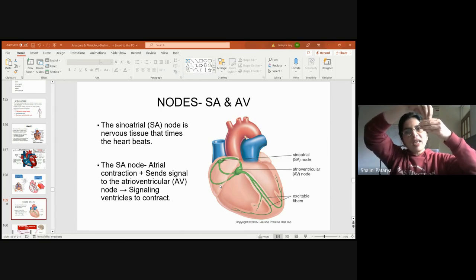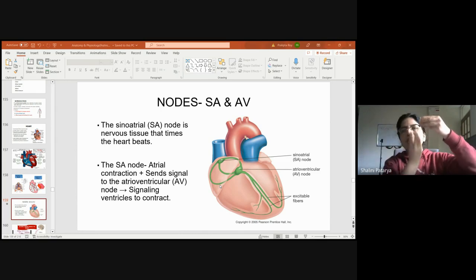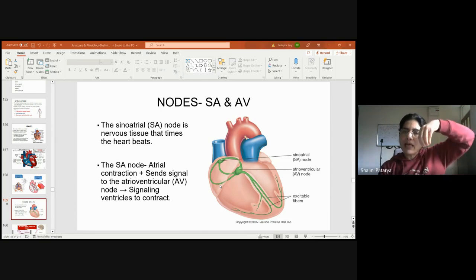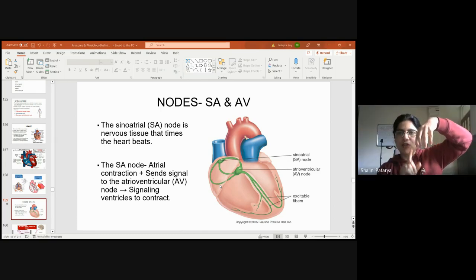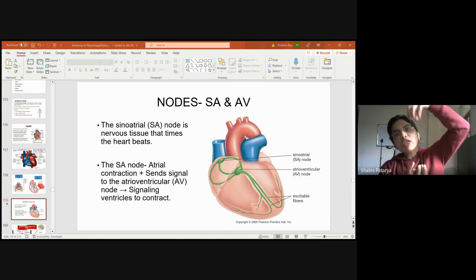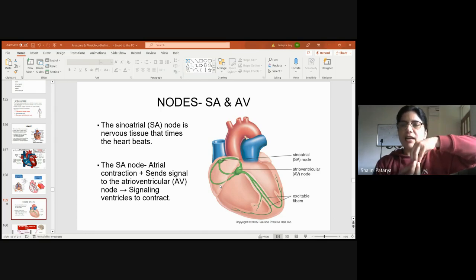So the sinoatrial node is there. Now it came here, right? Now it has to go down to the ventricle, so your tricuspid valve has to open, right? This tricuspid valve is the opening between the atrium and ventricle. That is why it is called atrioventricular: atrium plus ventricle. So now the blood is moving to the ventricle. Now from the ventricle it has to go.